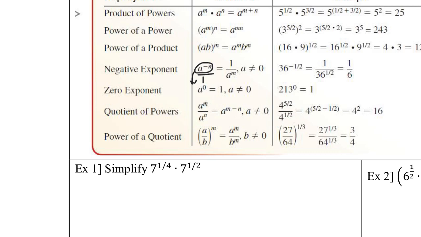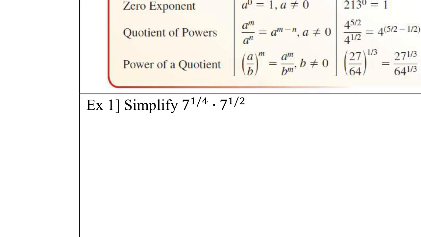So let's try a few of these. So example 1, simplify 7 to the 1/4 times 7 to the 1/2. So we are multiplying with the same base. So since we are multiplying, that means what we're going to do with these exponents is actually add them. So we're going to have 7 to the 1/4 plus 1/2 power. Multiplying means add your exponents together.